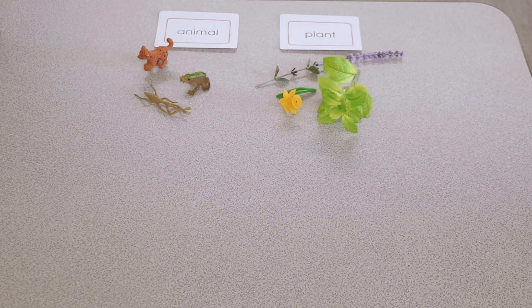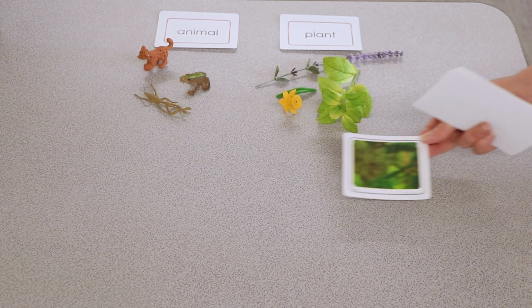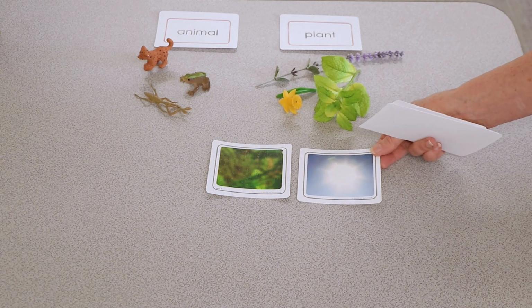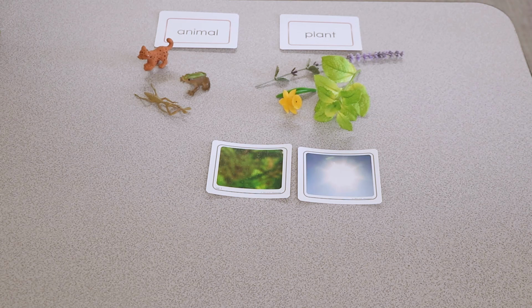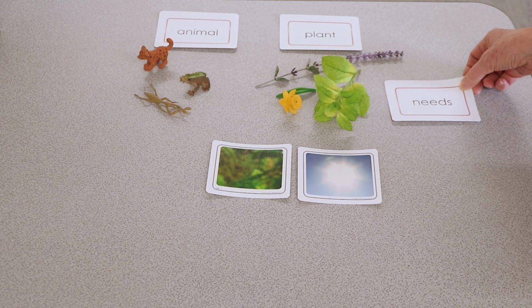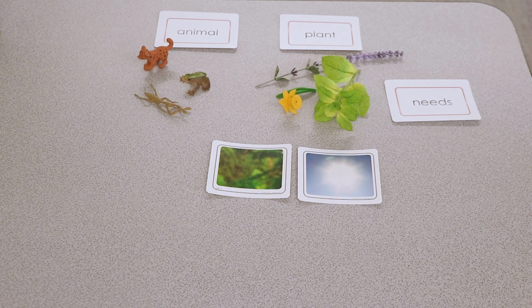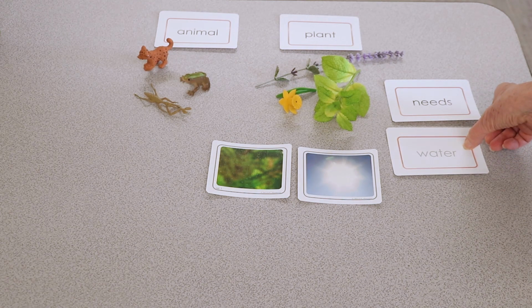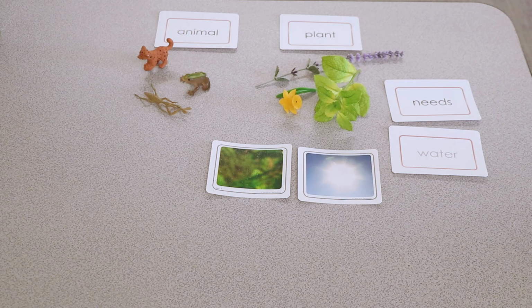So one of the things that we learned when we did our graphing activity is that all plants need water and they need sunlight. Correct? There's some other needs that living organisms have. They all need water. If they're going to live, they need moisture.